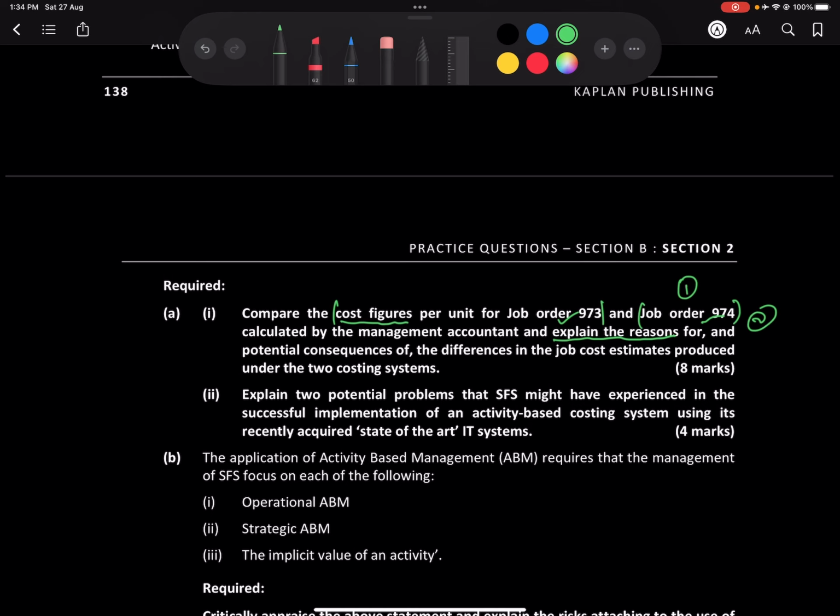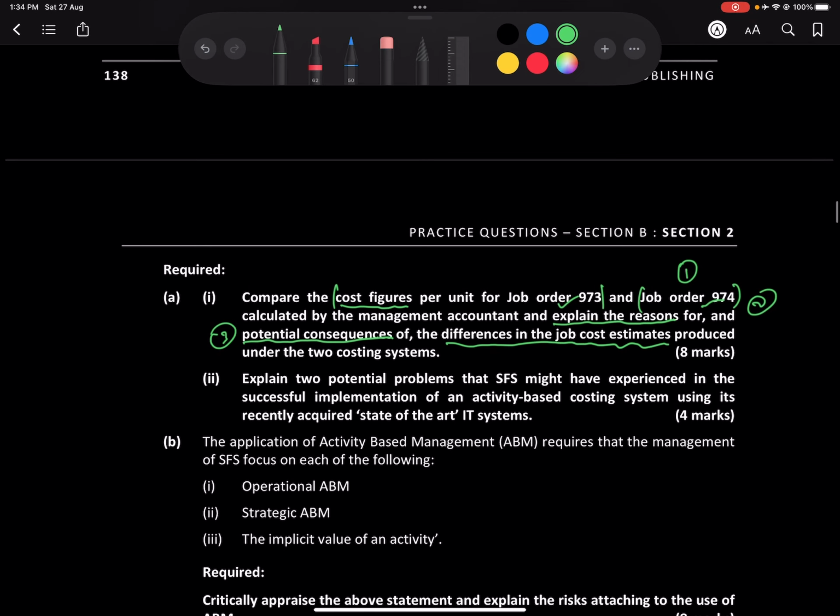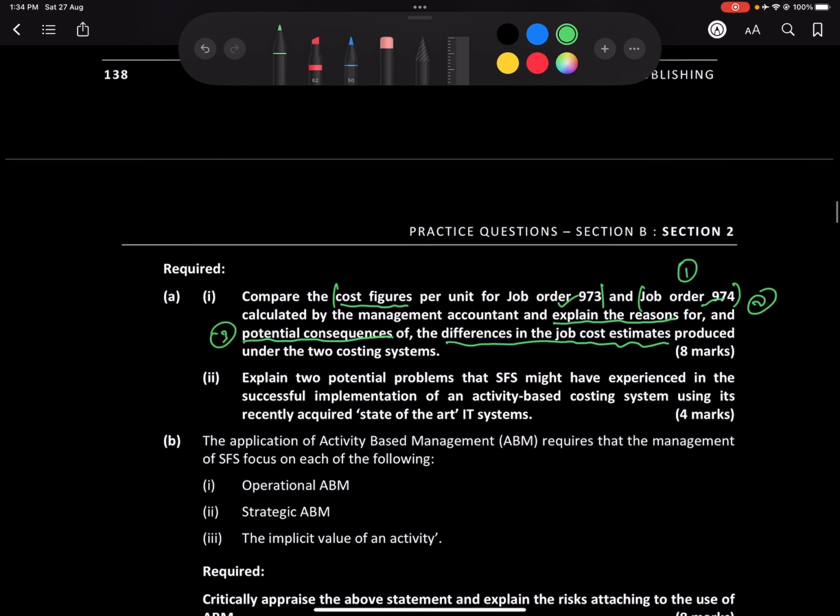And then the potential consequences of the differences in the job cost estimates produced under the two costing systems. So what could be the reasons and then the potential consequences as well. Three potential consequences because of the differences in job cost estimates. That's our first requirement, part A.